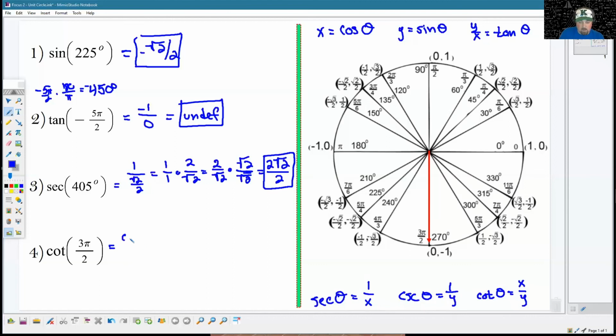So x is 0 over negative 1. Can we take 0 and divide it by something? Yes. If we have nothing and we divide it up evenly, we still have nothing. So the answer to this one is 0. That's all there is to it.